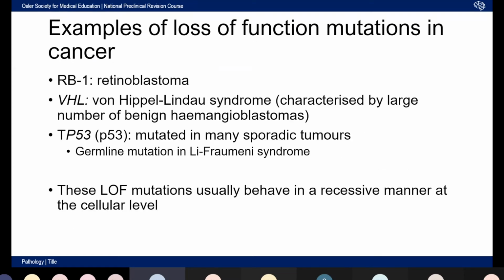Some examples of loss of function mutations in cancer. So retinoblastoma, a loss of function mutation in the RB1 gene. Mutations in VHL lead to von Hippel-Lindau syndrome, which is characterized by large numbers of benign hemangioblastomas, which is a type of tumour. And then TP53 is mutated in lots of sporadic tumours, and there's also a germline mutation in Li-Fraumeni syndrome. And these loss of function mutations usually behave in a recessive manner at the cellular level.